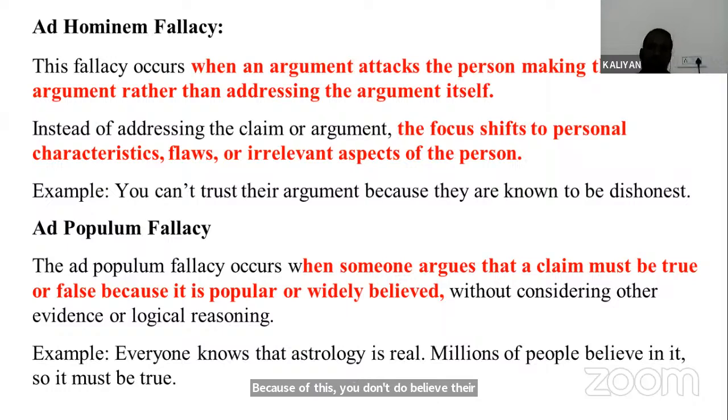So basically it means that instead of addressing the argument, you made personal attacks. That is called the ad hominem fallacy.